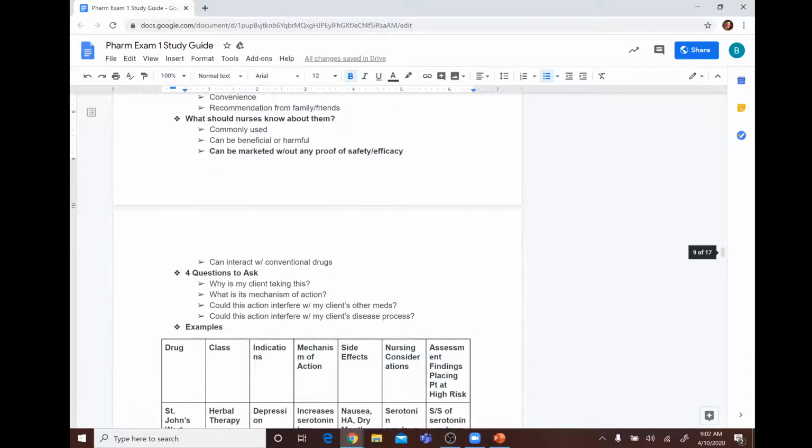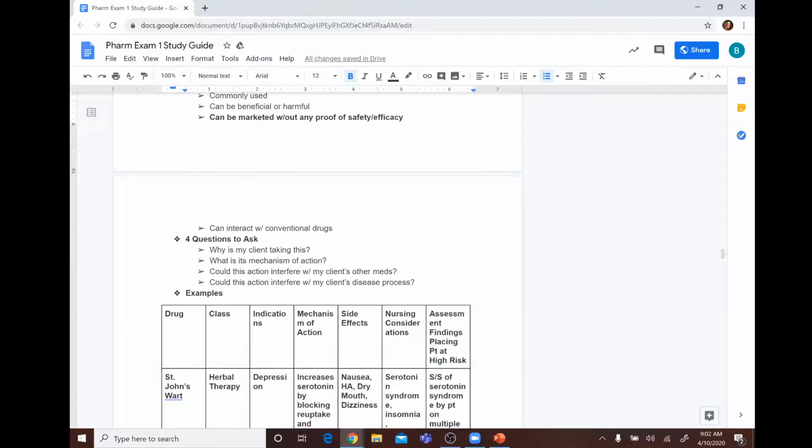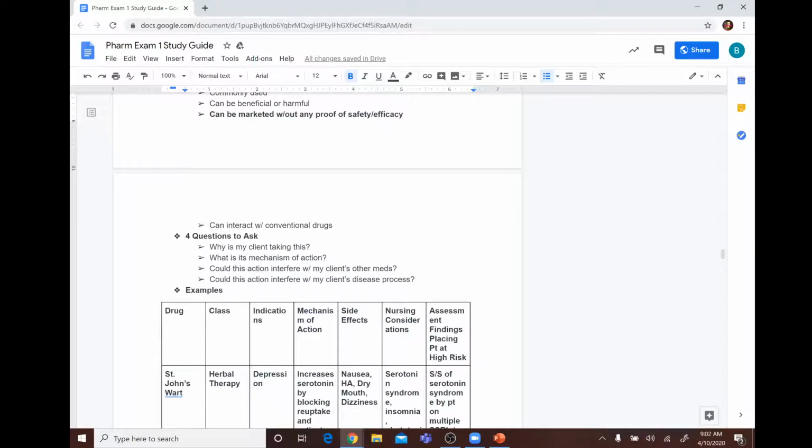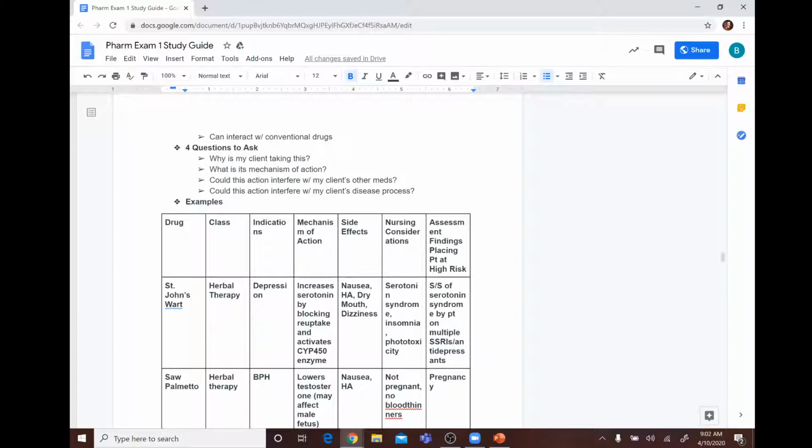What should nurses know about herbal therapies? Commonly used, can be beneficial or harmful, can be marketed without any proof of safety or efficacy, and can interact with conventional drugs. What are 4 questions to ask pertaining to herbal therapies?